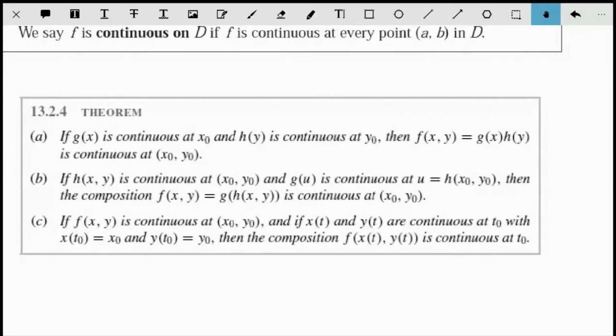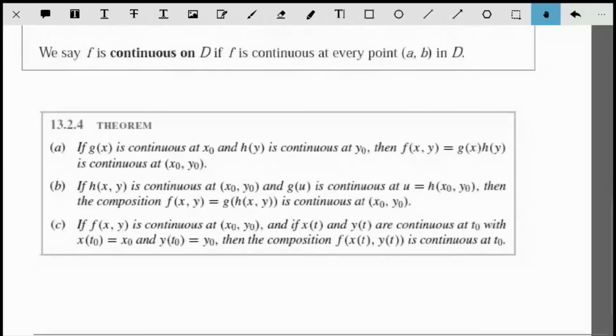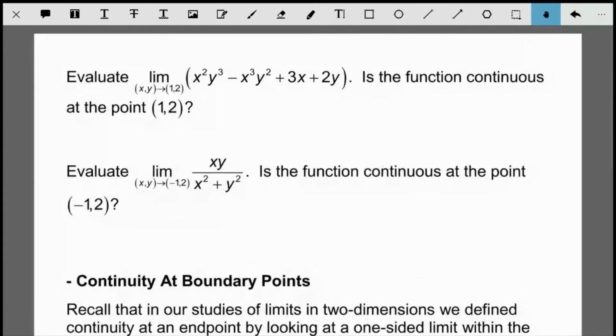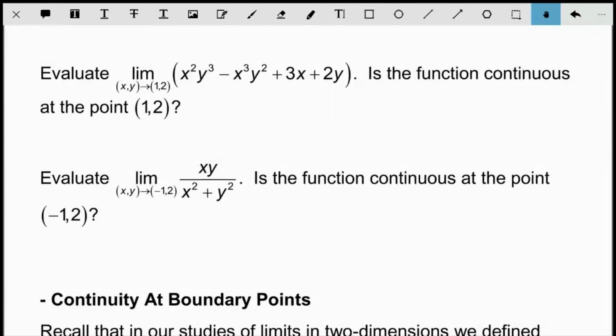And if we have a function that's continuous and we look at another function that's continuous and we multiply them, we still have a continuous function. If we have a composite of continuous functions, we still have a continuous function. And same thing when we're dealing with parametric equations. If the pieces are continuous, the overall function is going to be continuous, and so on. Okay, so let's take a look at a few examples of continuity.